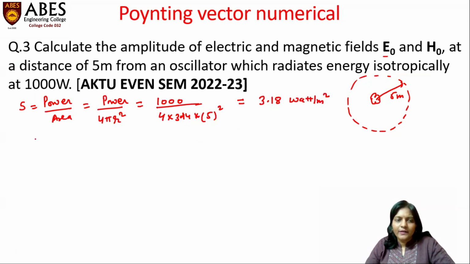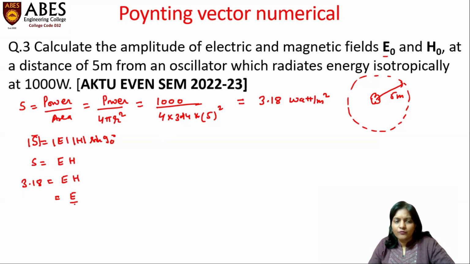And as we know that Poynting vector S is the cross product of E and H, and the magnitude of vector S is equal to the magnitude of E and the magnitude of H into sine 90. So S can be written as E into H. So S will be 3.18, and this is the product of E into H. And we know that the ratio of E and H is a fixed quantity, which is 377 ohm. So if this is equation number 1 and this is equation number 2, multiply equation 1 and 2.